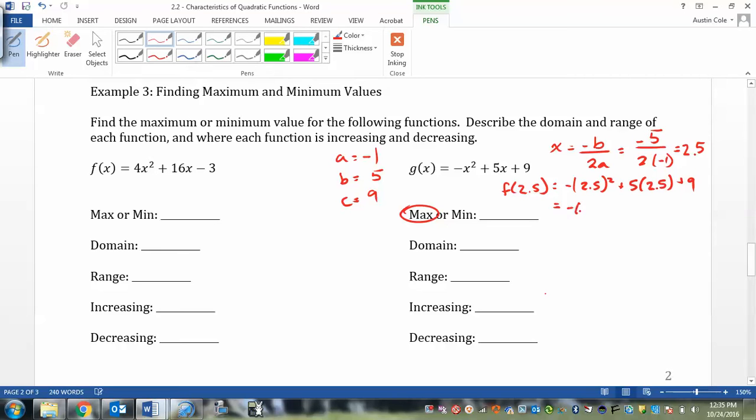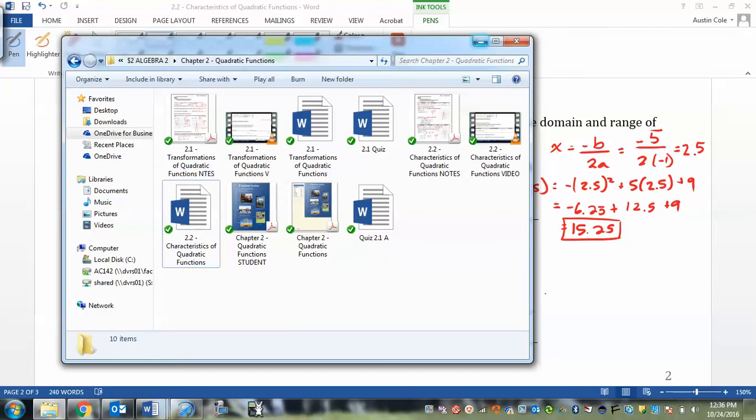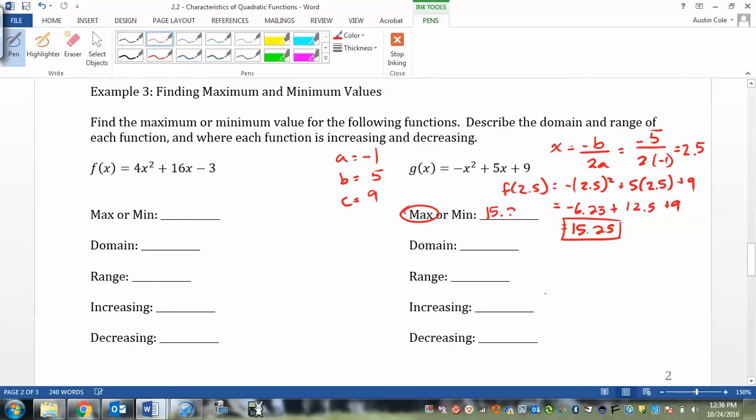So negative 6.25 plus, what's 5 times 2.5? 12.5? Is that right? Plus 12.5 plus 9. So now I'm going to take negative 6.25 in my calculator plus 12.5 plus 9. 15.25. We agree with Cole there, 15.25. That is my maximum. 15.25.